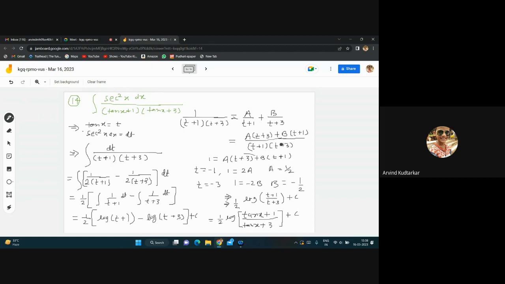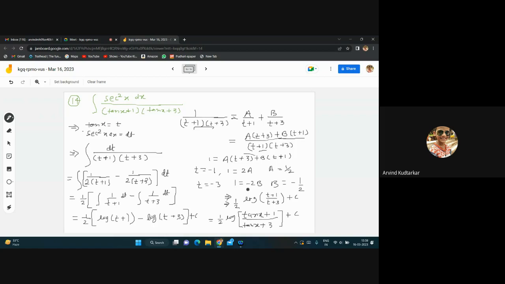For getting their values of unknowns a and b, which way is simple to find their unknowns directly by substituting their exact values of t. So when you substitute t is minus 1, get their value of a. minus 1 plus 3 का असणार 2a. So minus 1 plus 1 it is 0. मतलब a का value 1 by 2. Substitute t is minus 3. minus 3 plus 1 minus 2b. मतलब 1 is minus 2b, b is minus 1 by 2.